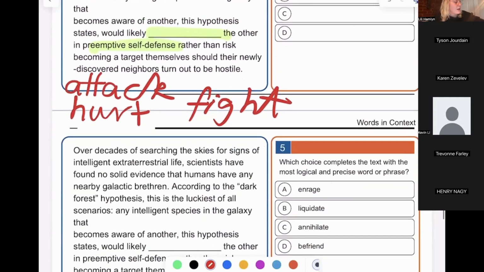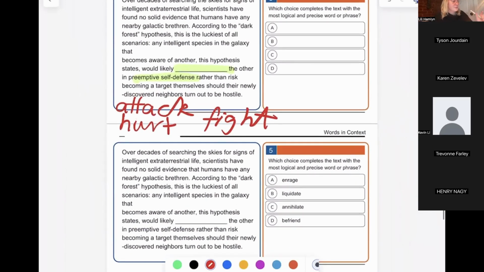So let's have a look at the answers. What can we, yeah, that is definitely the right answer. Any other, yep, perfect. You've all got it. Exactly. Yeah, so here obviously we can get rid of befriend because that's kind of the opposite. Liquidate sounds like it could be good, but that is sort of like often selling stock. And then enrage is definitely not strong enough. We don't enrage in preemptive self-defense. We want annihilate. Fantastic. All right, great. So any questions on this method before we do some practice on our own?